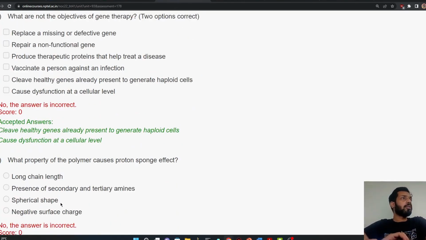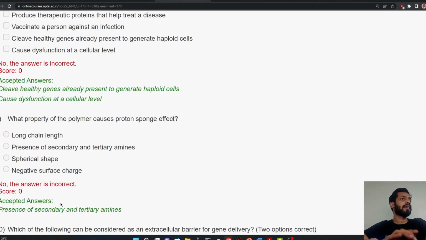What property of the polymer causes the proton sponge effect? Is it the long chain length, presence of secondary and tertiary amines? So option B. Yeah, so the presence of secondary and tertiary amines is what causes this proton sponge effect inside the vacuole itself.